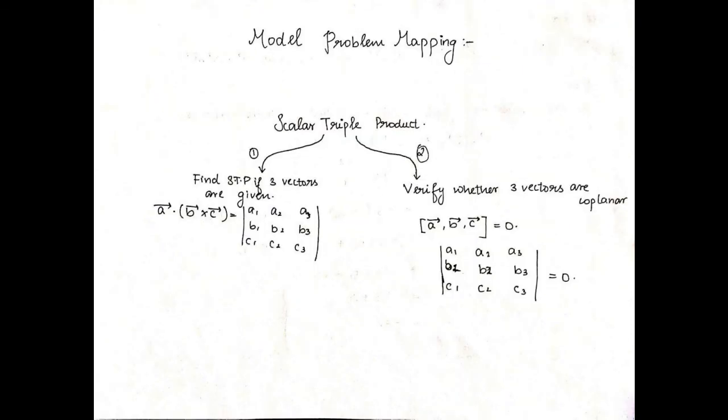Okay, let us discuss about the model problem mapping of scalar triple product. First, finding the scalar triple product if three vectors are given. [a vector, b vector, c vector] is equal to the determinant of a1, a2, a3, b1, b2, b3, c1, c2, c3. We want to find the determinant value. Second, verify whether three vectors are coplanar. [a vector, b vector, c vector] is equal to 0. We want to find the determinant value. If the value becomes 0, then the three vectors are coplanar.